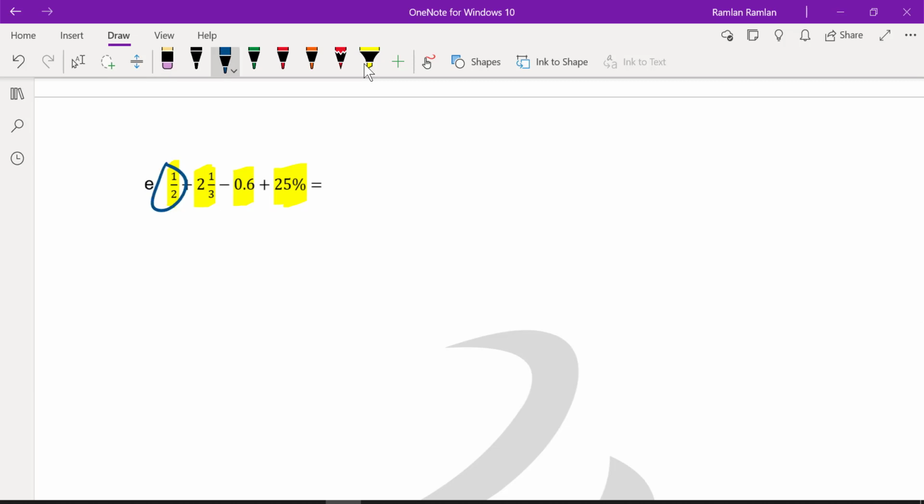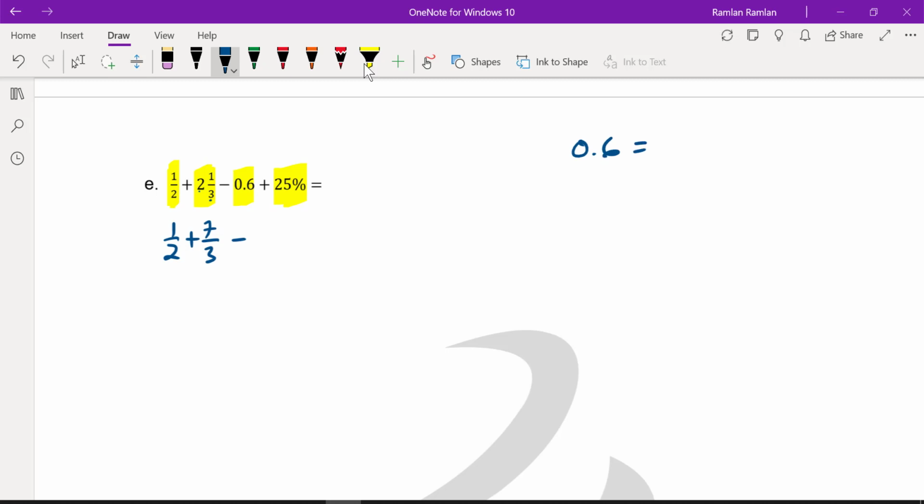Okay, so let's do it one by one. 1 over 2 doesn't change because it is a fraction, just 1 over 2. And then 2 and 1 over 3, we have already learned how to convert that into a fraction. So this is 2 times 3, which is 6. 6 plus 1 is 7. So that'll be 7 over 3.